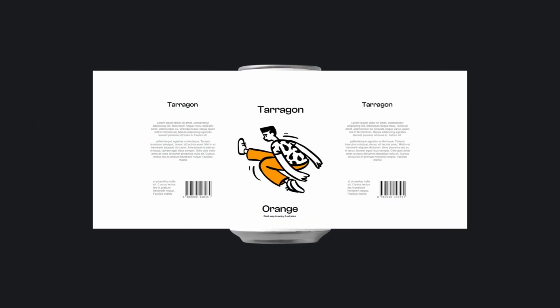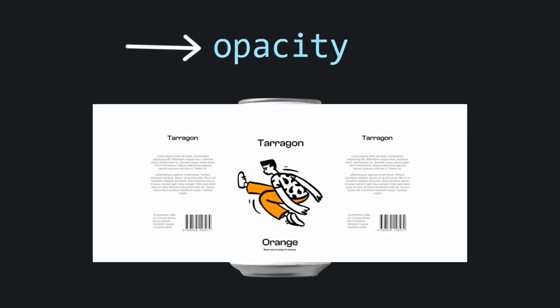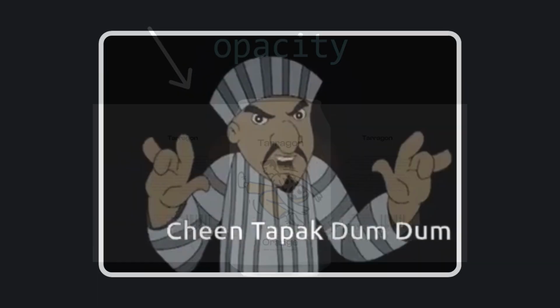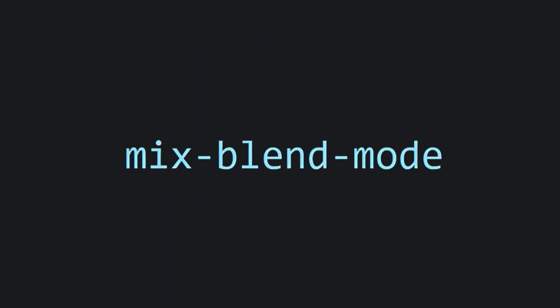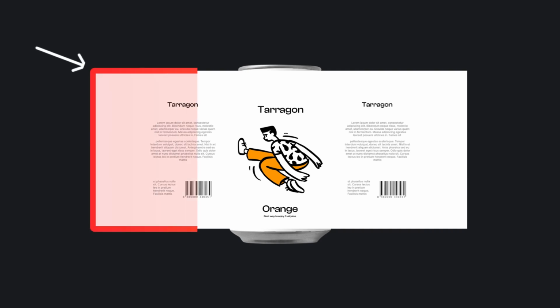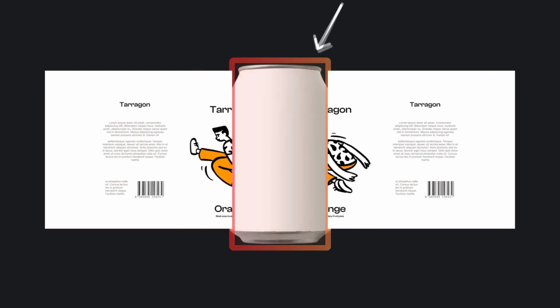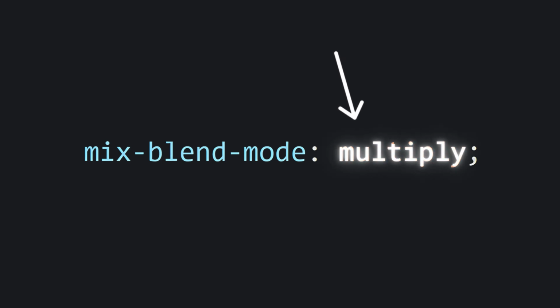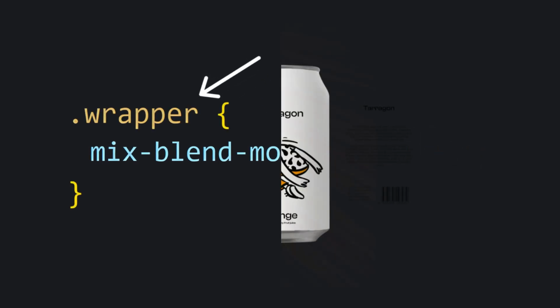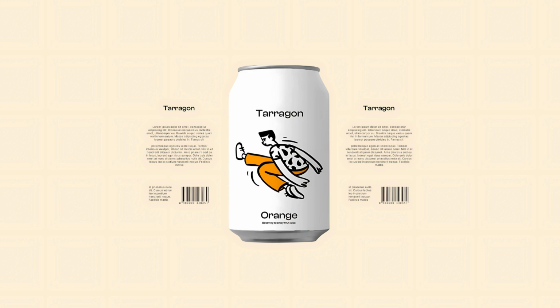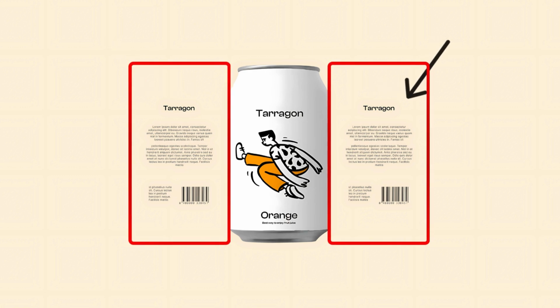The first idea which I got is to play with the opacity, but that doesn't work. Then I discovered a magical CSS property, mix-blend-mode. Mix-blend-mode defines how the element should blend with the parent and the contents of the parent. So set mix-blend-mode to multiply for the wrapper, and done. We can see how the wrapper blended with the can. If we change the background, we can also see the other contents.